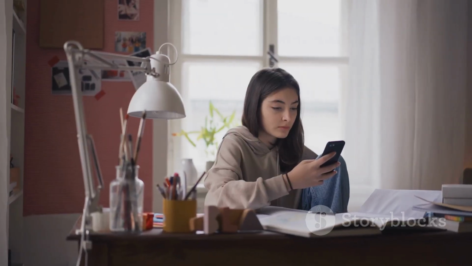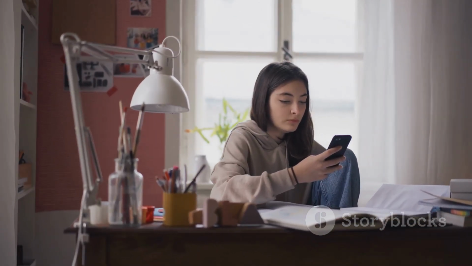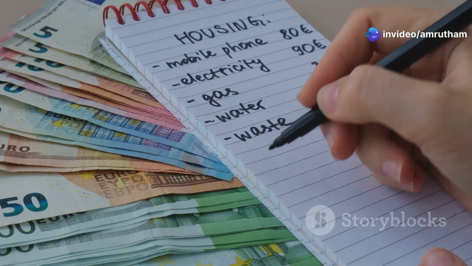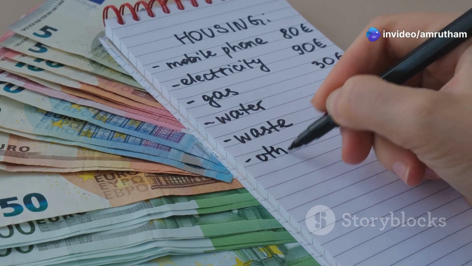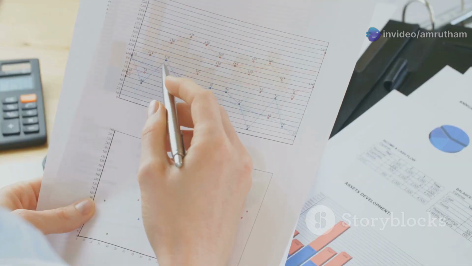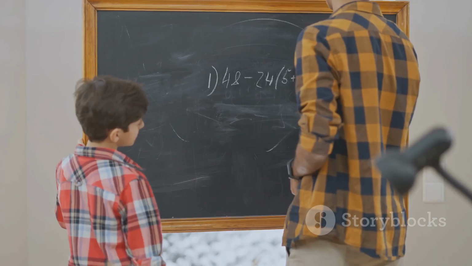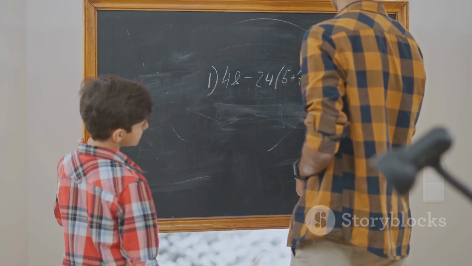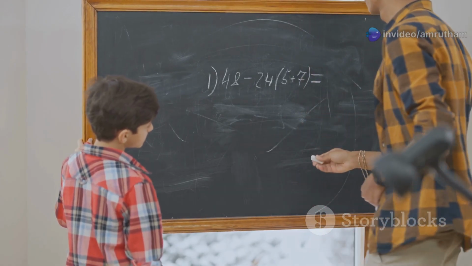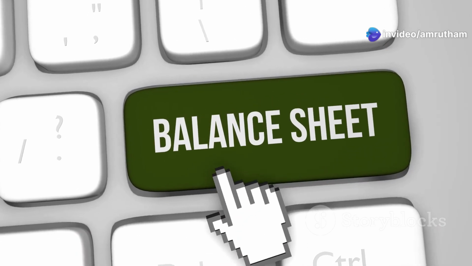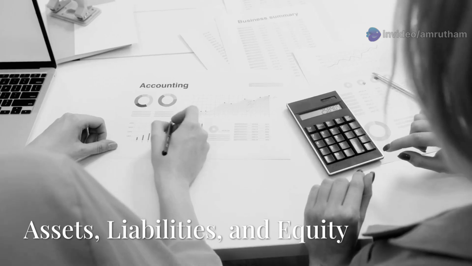You list down everything you own, like your bike, your phone, and any money you have. You also list down any debts you have, like money you borrowed from a friend. The balance sheet does the same thing for businesses, but on a larger scale. It's based on a simple equation: assets equal liabilities plus equity. This equation must always balance, hence the name balance sheet.